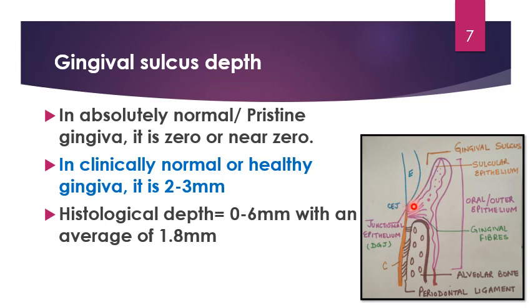It doesn't stop at the coronal end of the junctional epithelium. But histologically, sulcus depth will be evaluated from the gingival margin to the coronal most end of the junctional epithelium. That is why histological depth is different from the clinical depth. It has an average of 1.8 mm and it ranges from 0 to 6 mm.